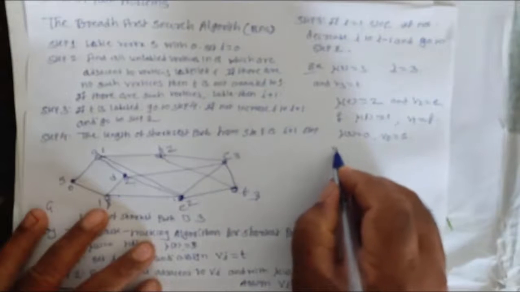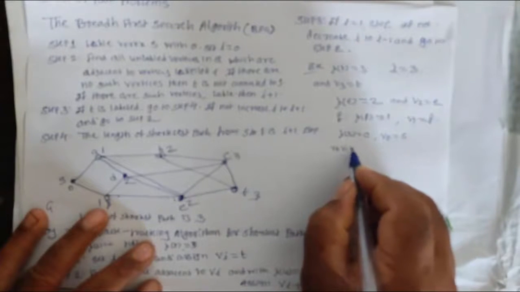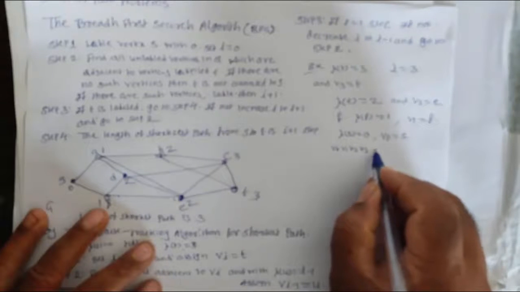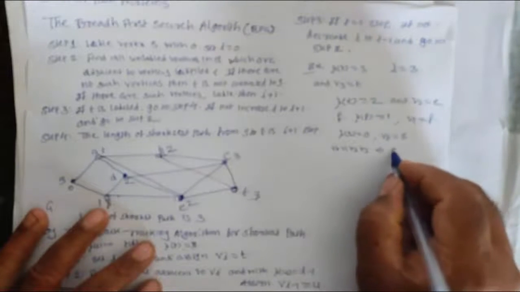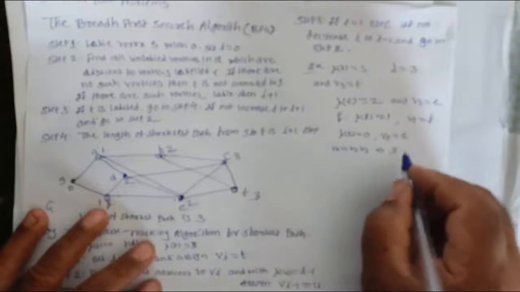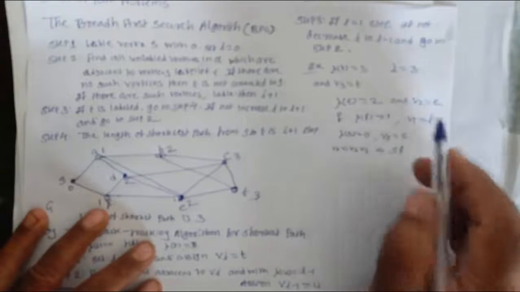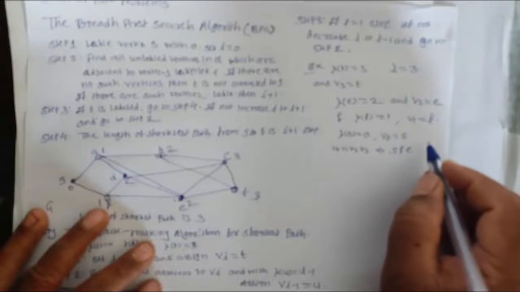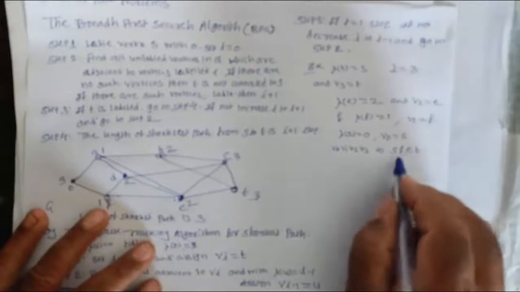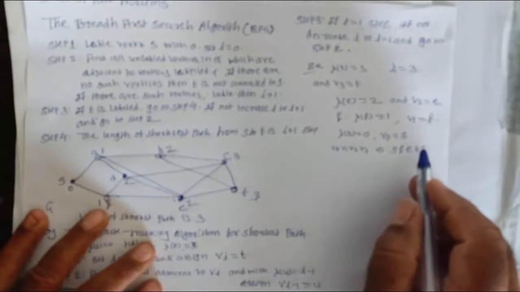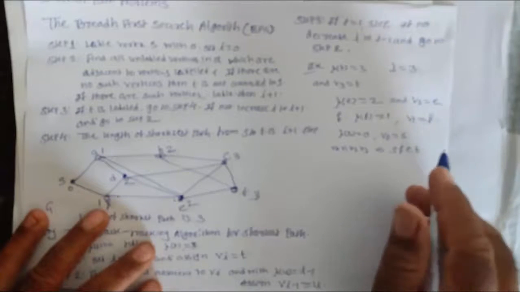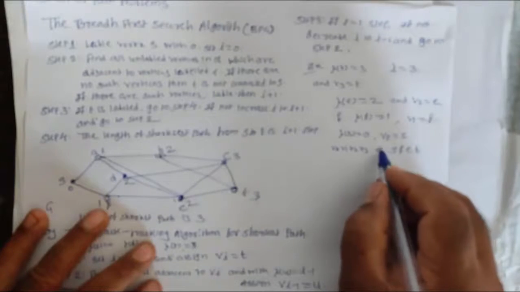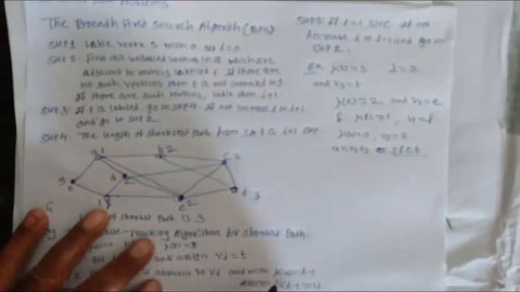This gives the shortest path from V0 to V1, V2, V3. That means V0 is S, V1 is F, V2 is E, and V3 is T. This is the shortest path: S, F, E, T.